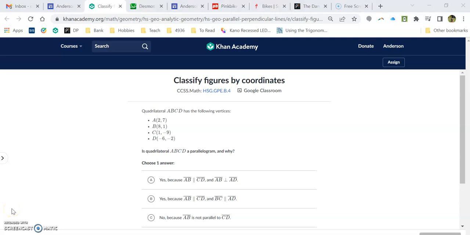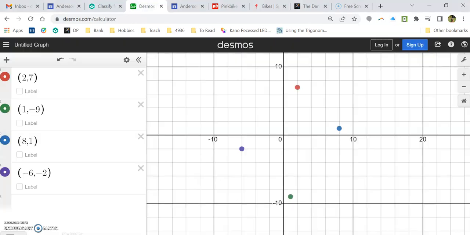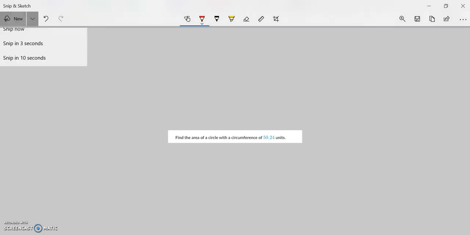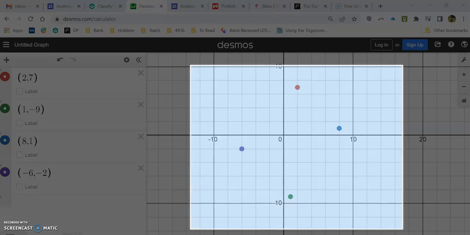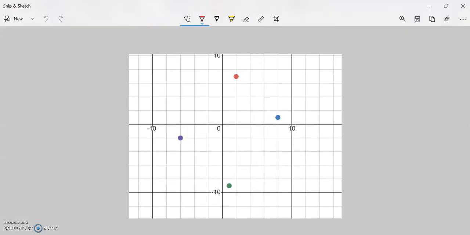Okay, so it's asking if this thing is a parallelogram, which means that our sets of sides are parallel to one another. So I'm going to snip this so I can draw on it. So a parallelogram would mean that this is parallel to that, and this side is parallel to that side. So we're going to need to do some slopes.